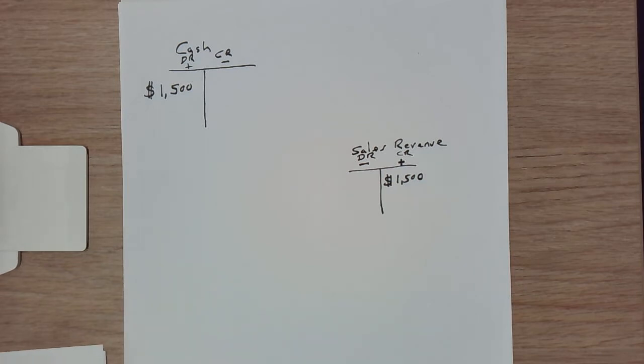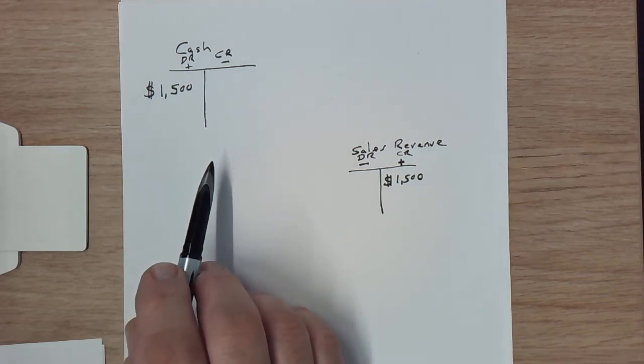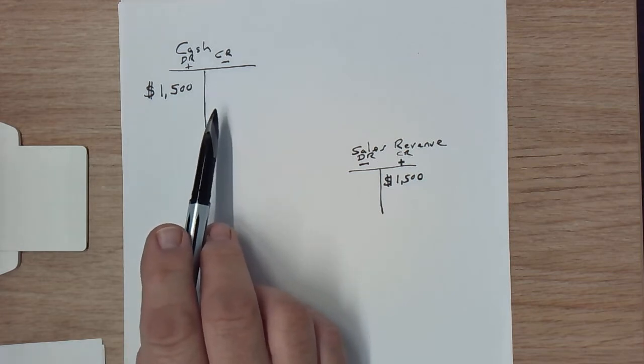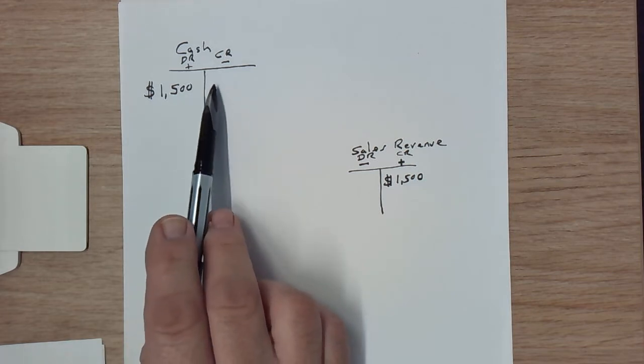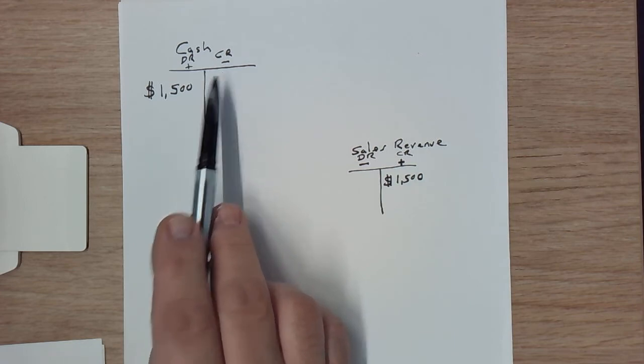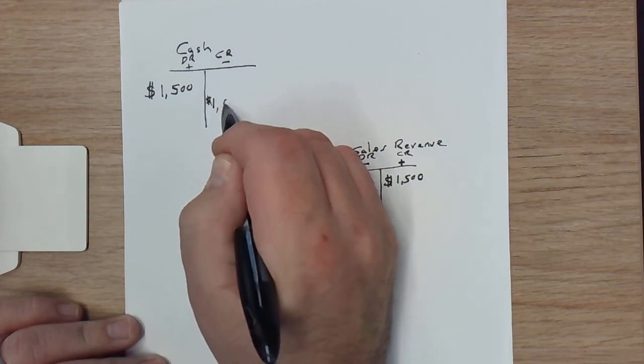Let's take it a step further. Let's say it's time to pay rent, and your rent is $1,000 and you're going to pay it in cash. Well, that means that we've got to reduce our cash by $1,000, right? If we've got rent of $1,000, we're going to pay it in cash. We're going to reduce our cash by $1,000. And since cash is an asset, it's reduced by credits. So I'm going to credit $1,000 here.